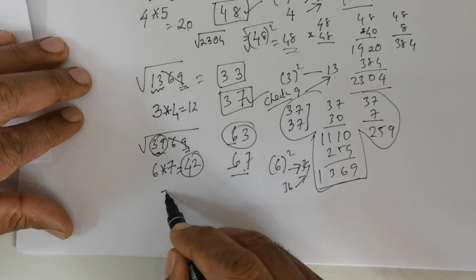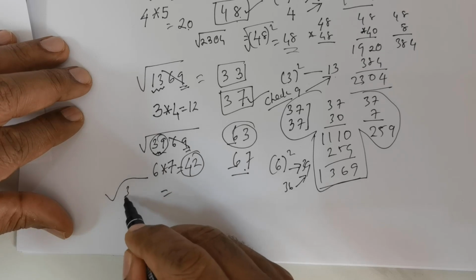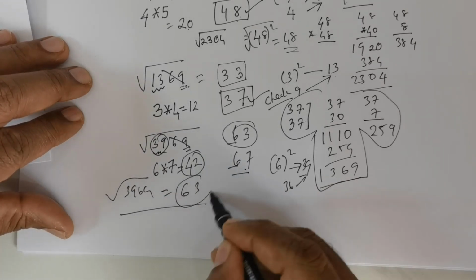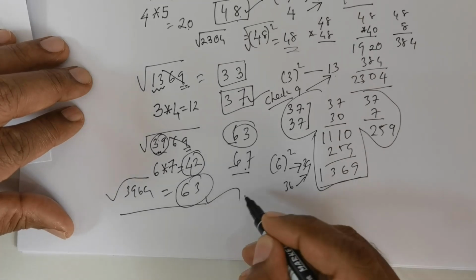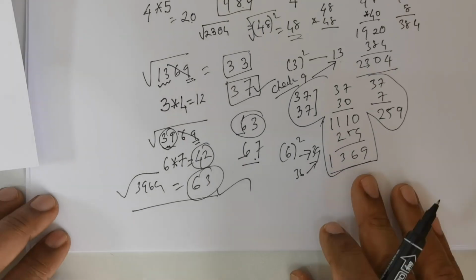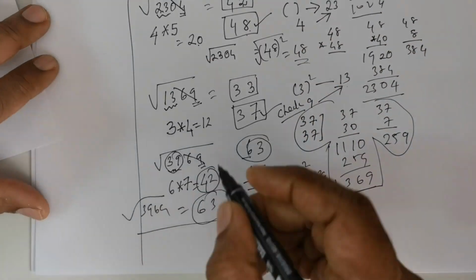So clearly the square root of 3969 is 63. I know that it is 63. You can check it out, and that is the solution. So I've got that value. Now I can give you one more question.